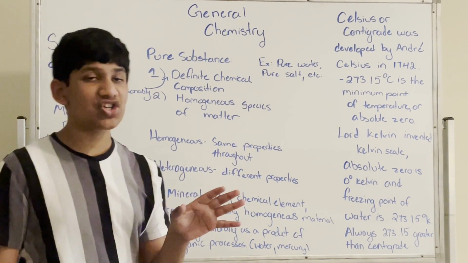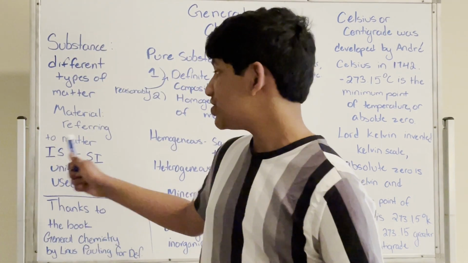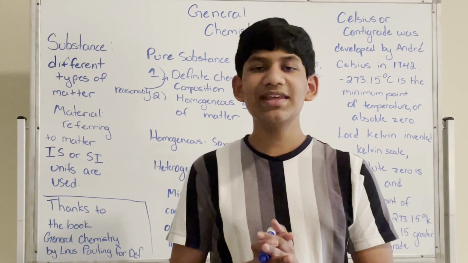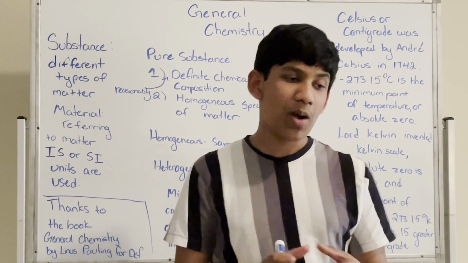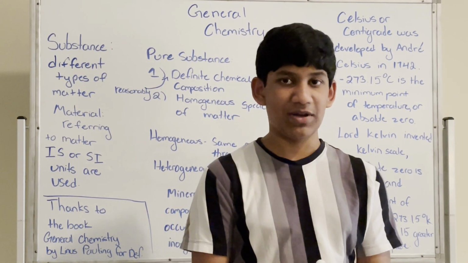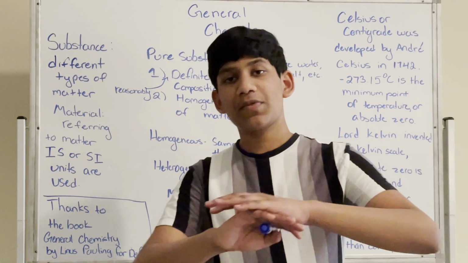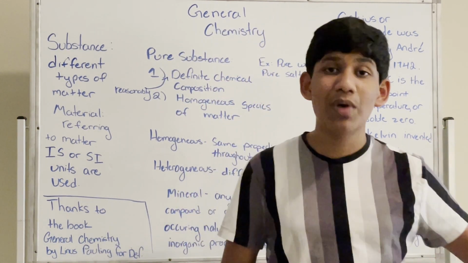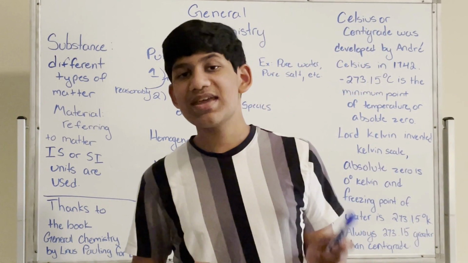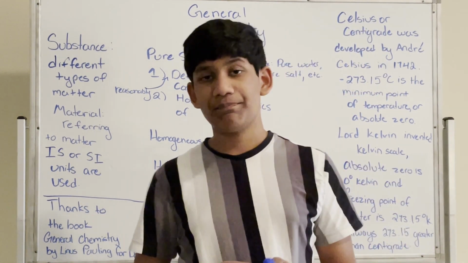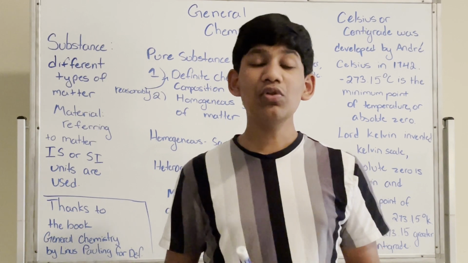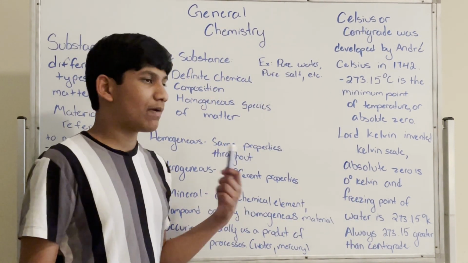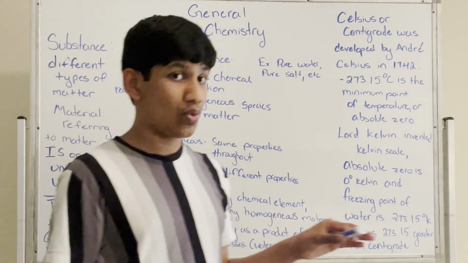So if we have a homogeneous material, when we're saying material, that refers to matter in general. If we have a homogeneous material, we're stating that, knowing one part of this specific type of material, we can essentially describe the properties throughout all of the parts of the material because they have the same properties throughout. This is one of the most important definitions in chemistry, which we'll see a lot. Now, when we're looking at heterogeneous, this means we have different properties. They don't have the same properties throughout.